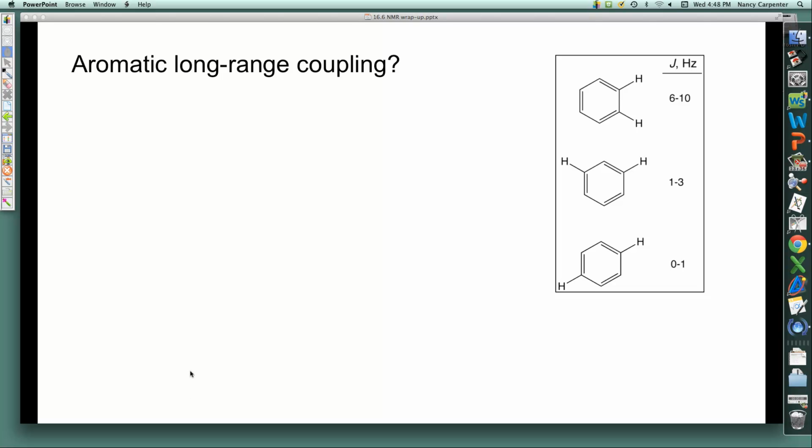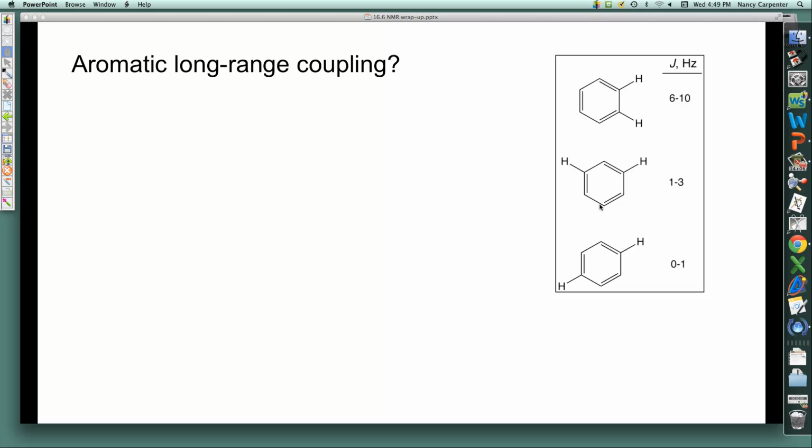All right, what about long-range coupling? When you have an aromatic ring, as is shown in this chart on the right, we'd expect this kind of coupling where the 2 hydrogens are right next door, and we'll see coupling that's a little different from our regular vicinal coupling. Could be anywhere between 6 and 10. But surprisingly, these 2 are not next door to each other, and yet they couple.